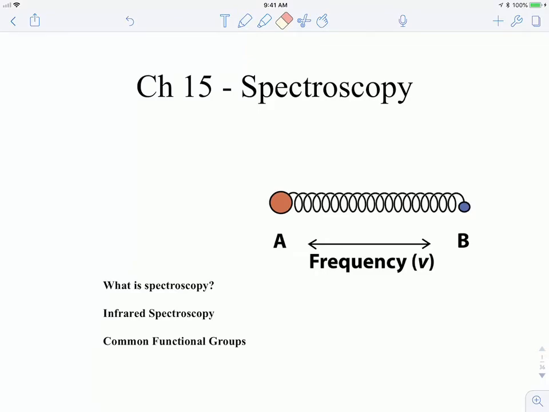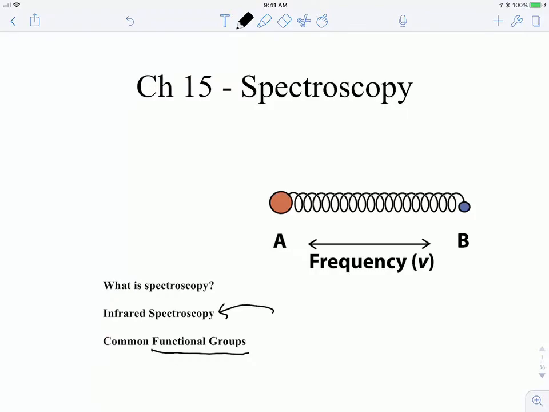In this video, we're going to introduce the idea of spectroscopy. What is spectroscopy and why is it useful to chemists? For the most part, what's going to help us today is to really use spectroscopy to understand infrared spectroscopy, which is important to organic chemists because it helps us identify functional groups. A functional group is something in an organic molecule that undergoes a characteristic chemical reaction.